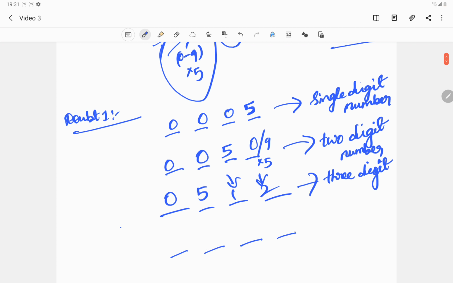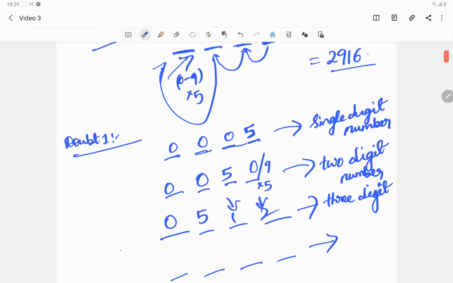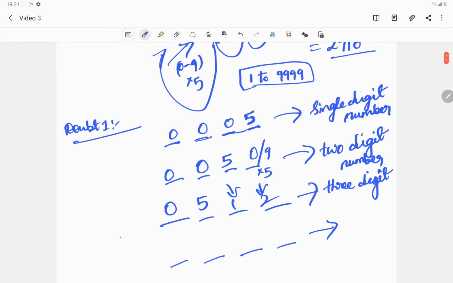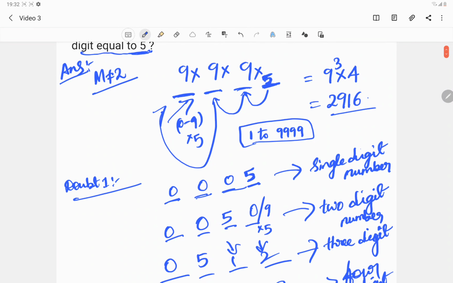In method 1, first we listed that there would be a single digit number, 2 digit number, 3 digit number, and a 4 digit number here. That's why we have taken 4 places here, because the integers we are looking at are from 1 to 9999. So we can have a single digit number, double digit number, triple digit number, and a 4 digit number. So if 5 comes here, any number we can place here, and we are considering a 4 digit number. So that is the reason why I have put 5 over here.